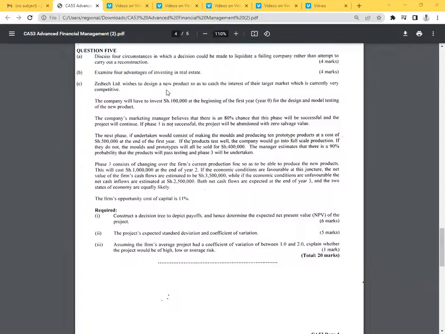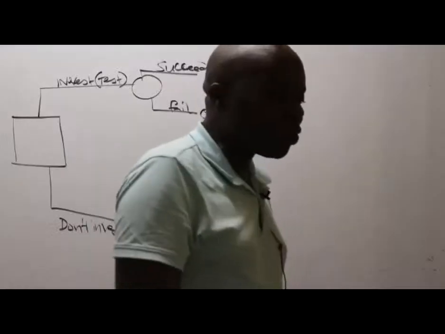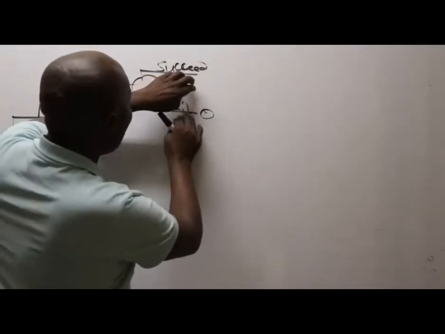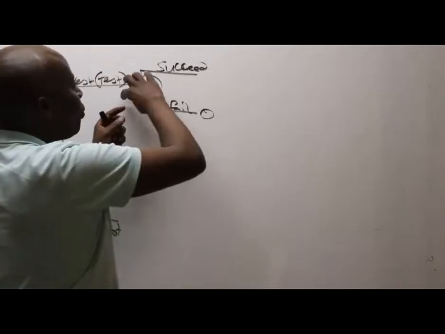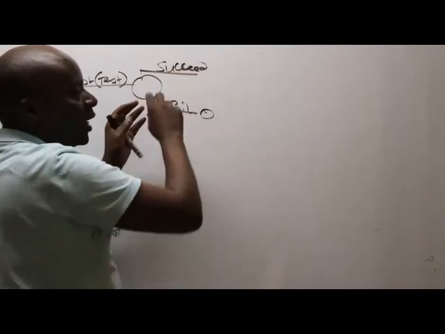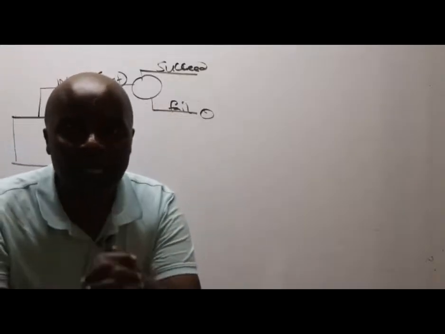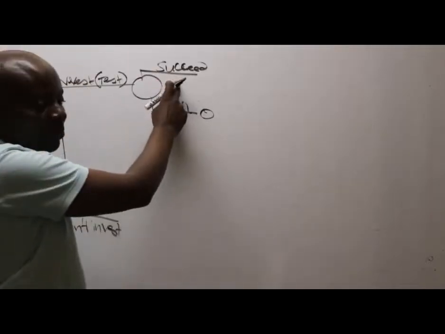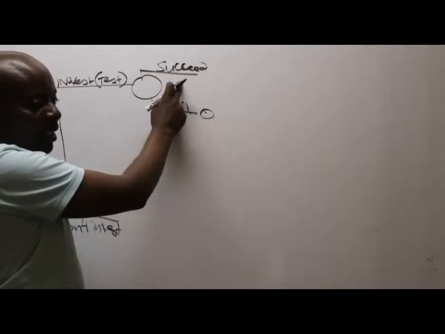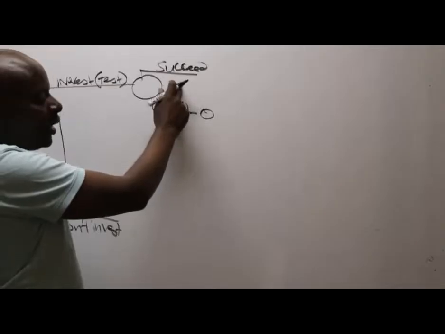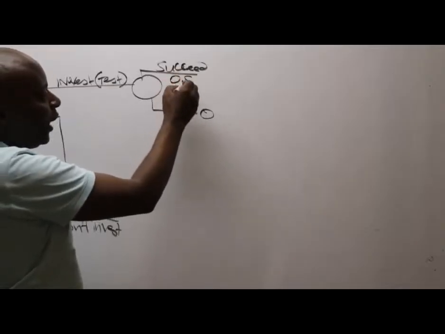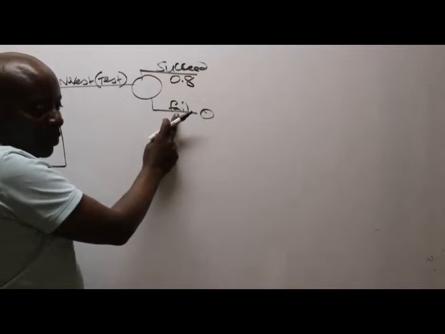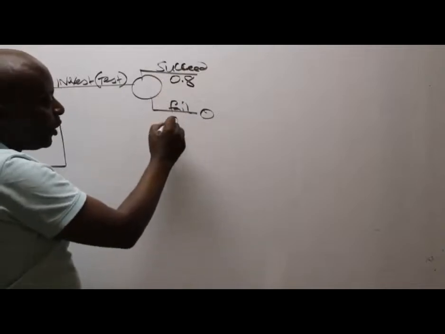So they have told us that the marketing manager believes that there is an 80% chance that this phase will be successful. So look at this. These events are coming from a circle, because the events here are probabilistic. And what is the probability of succeeding? Ladies and gentlemen, if you could help me, the probability of succeeding is 0.8. Thank you very much. Then what is the probability of failing here? The two must add up to 1. So this must be 0.2.